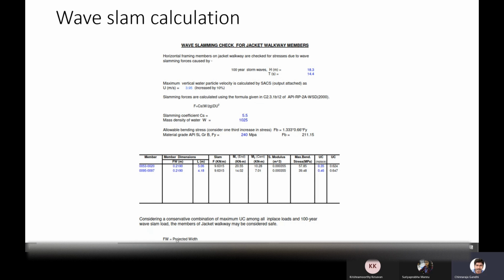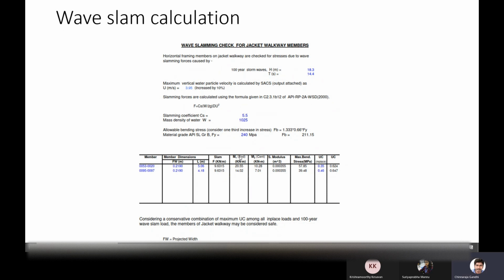That is the FW, the projected width, and L is the length of the member, 5.06, and the slam force. Once you put it in this calculation, you will get 9.6315 kilonewton per meter as the load over here.